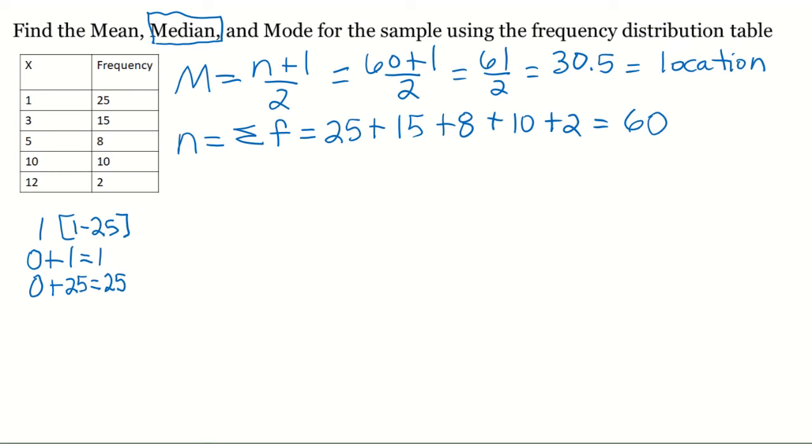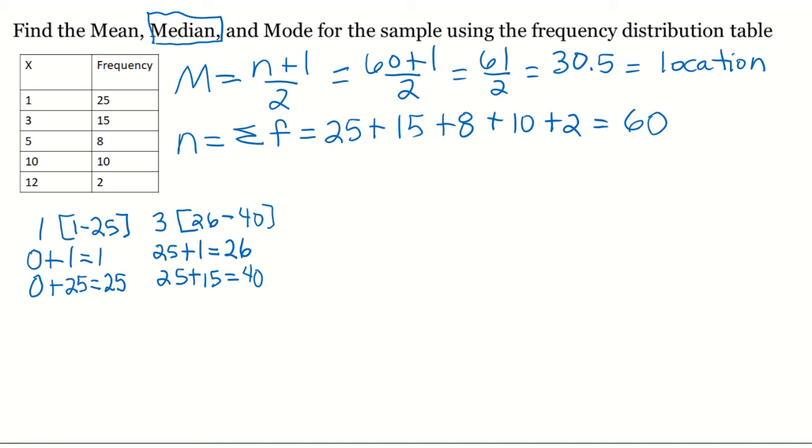Now we're going to do the same thing for the value of 3. I'm going to take the value where I stopped, which is the 25, and add 1 to get the lower boundary. And then I'm going to take that 25 again and add the frequency, which is 15. That's going to give me my upper boundary. So 25 plus 15 is going to give me 40.